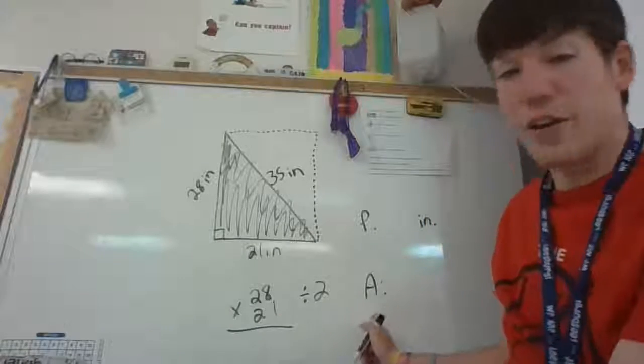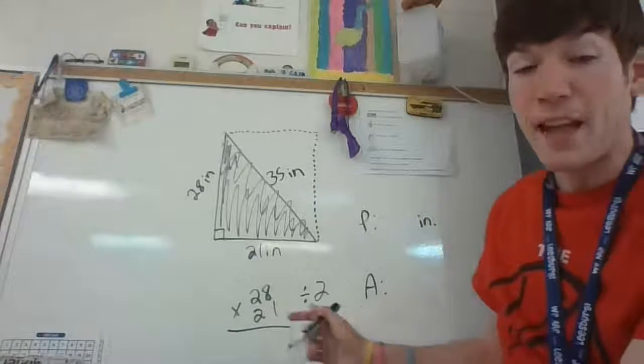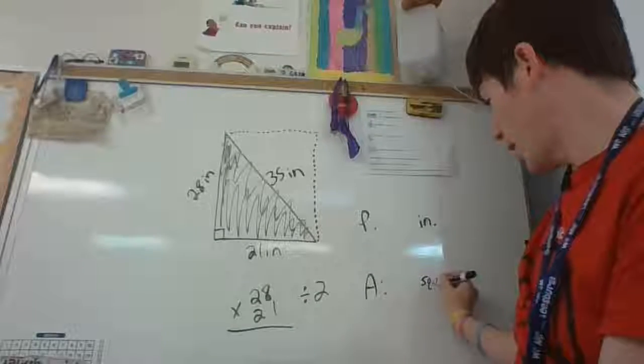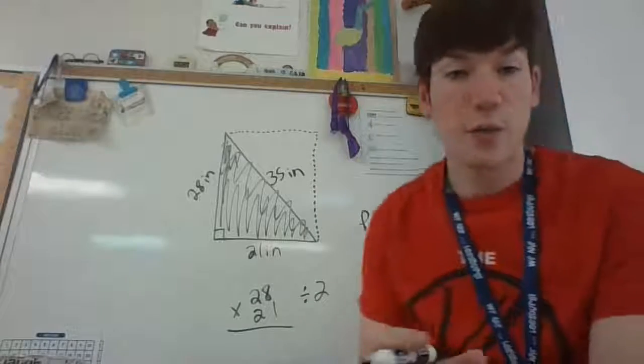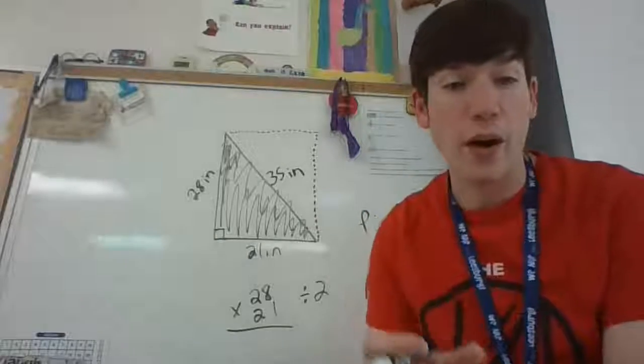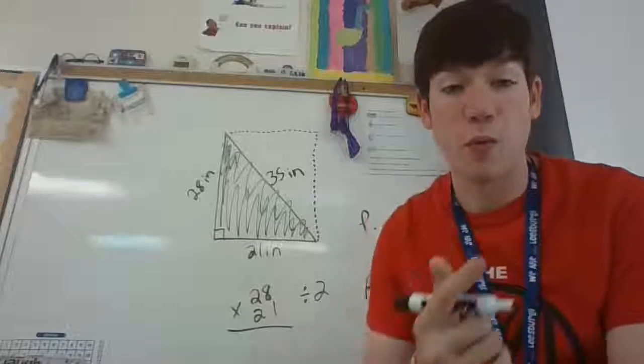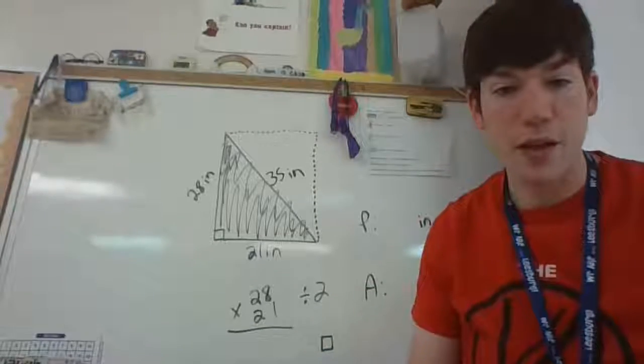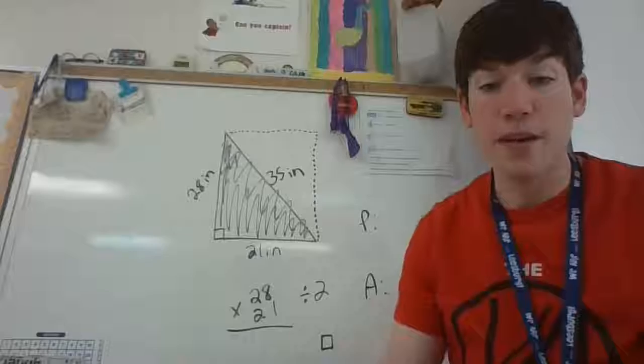Now, remember when you're writing your answer for area, since we're measuring in inches here, we're going to be measuring area in square inches. And a square inch would be a square that is 1 inch long and 1 inch wide. About like that would be a square inch. So however many square inches.